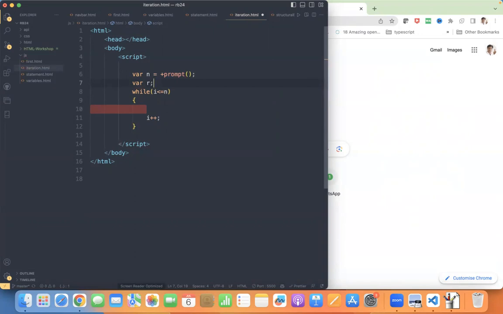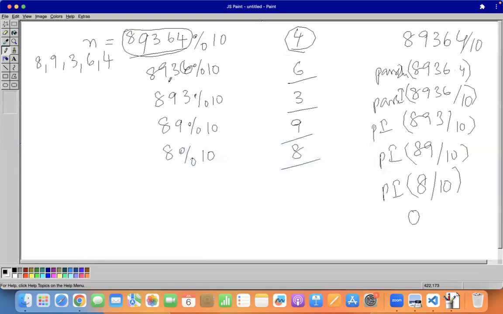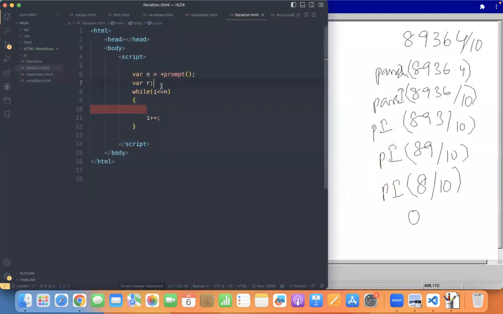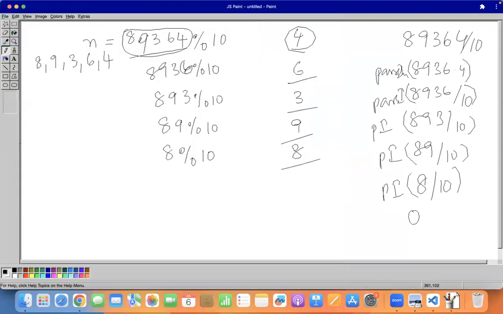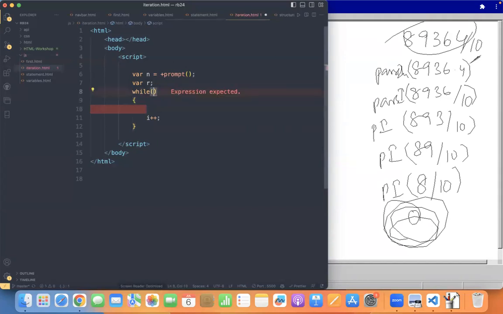Because to catch the remainder, I need the remainder. To get these remainders, I'll take a variable that is R. And I have to repeatedly divide the actual number by 10 till that actual number becomes 0. So here the condition I will be writing is n greater than 0. I will keep on repeating it. And here I will take R is equal to n modulus 10.